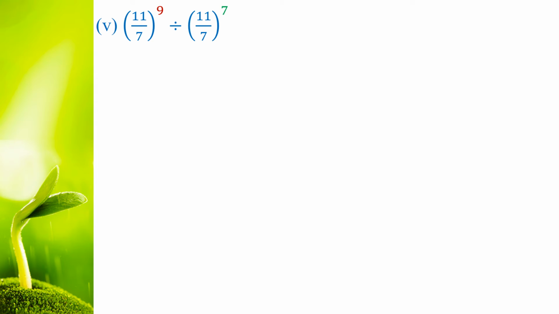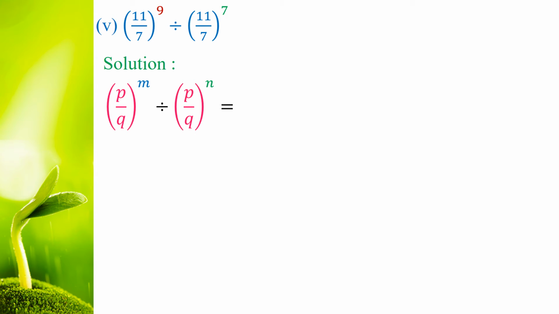Next, (11/7)^9 divided by (11/7)^7. Solution. Here we know that the rational number is 11/7 and the positive integers are 9 and 7. But it is division. So we are going to use the second law. (p/q)^m divided by (p/q)^n. Here m is greater than n. So (p/q)^(m-n).